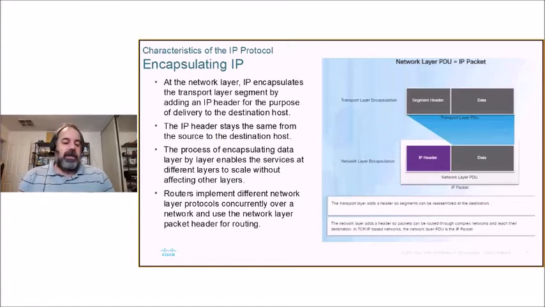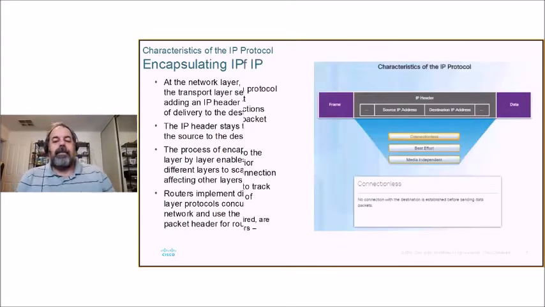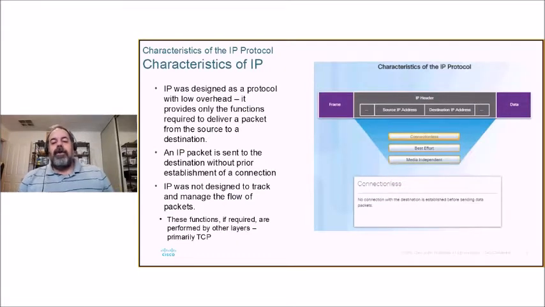The process of encapsulating data layer by layer enables services at different layers to scale without affecting other layers. Routers implement different network layer protocols concurrently over a network and use the network layer packet header for routing. The IP packet is then encapsulated with layer 2 information, which is your layer 2 header, and often the data, and there's often a trailer behind it as well.